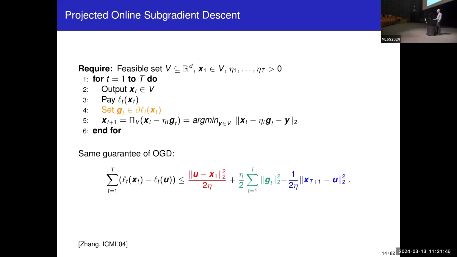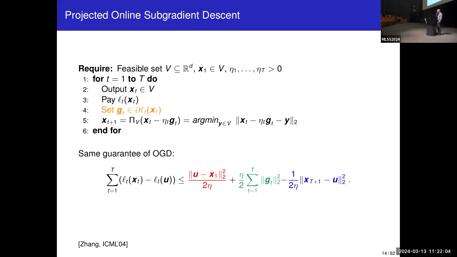Okay, so immediately now we can, as I said, go from gradient to subgradient, and so we get projected online subgradient descent. The only line that you have to change in your algorithm is the fact that g_t now, instead of being a gradient, is a subgradient. Which subgradient? It doesn't matter. Just pick one of them.